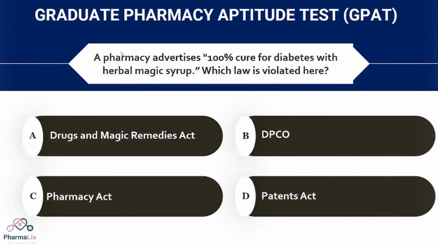Okay. Next question is, a pharmacy advertises 100% cure for diabetes with herbal magic syrup. Which law is violated here? So see, diabetes is not curable. So if someone is telling you that I can cure it with some magic or talisman, this is going to be under the Drugs and Magic Remedies Act, which came in 1954. We remember it as Chopan, which means Chovan, that is 1954. So the Drugs and Magic Remedies Act is going to be the correct answer. So see, if you remember the date, if you remember the terminology, and the type of questions it will ask regarding those topics, you are going to easily solve it.